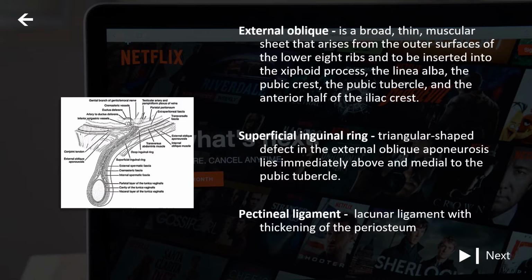From the medial end of the ligament, the lacunar ligament extends backward and upward to the pectineal line on the superior ramus of the pubis. Its sharp, free crescentic edge forms the medial margin of the femoral ring. In reaching the pectineal line, we have the pectineal ligament, which means the lacunar ligament becomes continuous with the thickening of the periosteum.